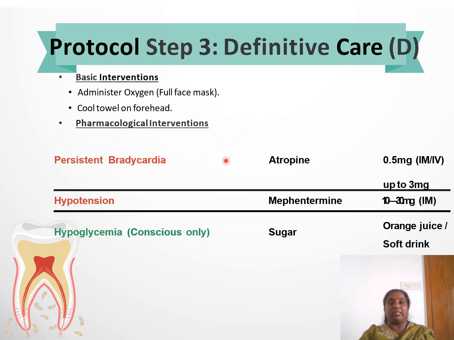Then pharmacological interventions, that is drugs. So we saw that during the full syncope stage, the patient has bradycardia. This persistent bradycardia can be treated by giving the drug atropine. Atropine is an anticholinergic drug, a very definitive drug which can be used in the treatment of bradycardia. When bradycardia is not corrected, it may lead to atrioventricular block. So it should be given immediately, either IM or IV. We should start with 0.5 mg of atropine. It can go to a maximum of 3 mg.